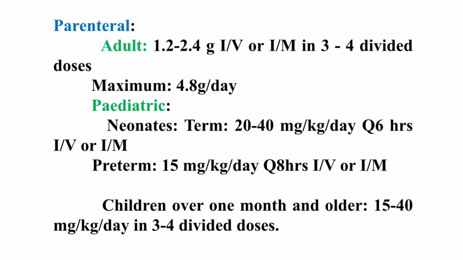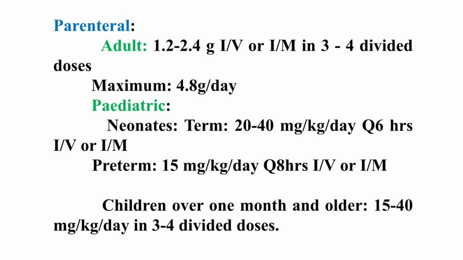Parenteral dosing: adult 1.2 to 2.4 gram intravenous or intramuscular in 3 to 4 divided doses. Maximum dose will be 4.8 gram per day. Pediatric doses: neonates term 20 to 40 mg per kg per day every 6 hours, intravenous or intramuscular.